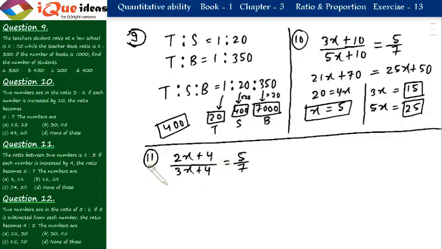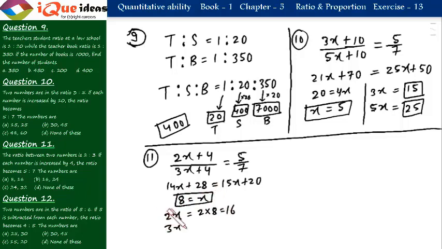So if you cross multiply, 7 into 2x plus 4 will be 14x plus 28, which is equal to 5 into 3x plus 4, that is 15x plus 20. So with suitable subtractions, 14x goes to the other side, 20 comes to the left hand side. So we have 8 is equal to x. And that means the original numbers are 2x, which is 2 into 8, that is 16, and 3x, which is 3 into 8, which is 24. Right? So the original numbers are 16 and 24.